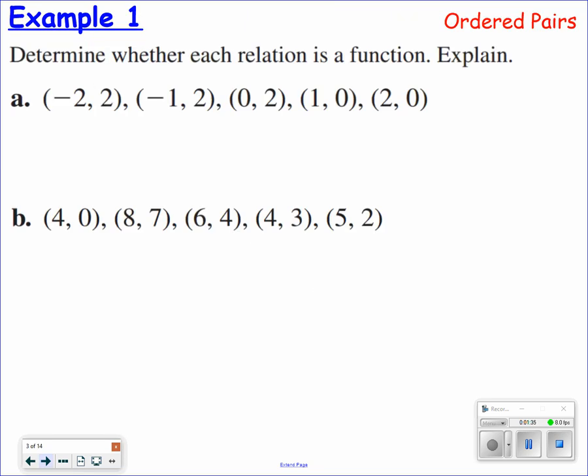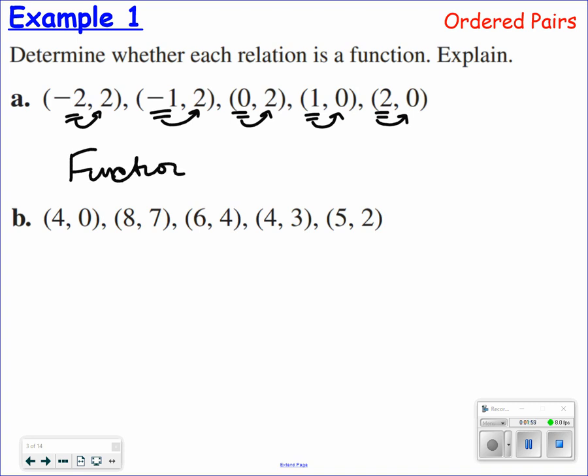As you're looking at the first one, -2, 2, -1, 2, 0, 2, 1, 0, 2, 0. Deciding whether or not something is a function: as you are looking at all the x values, and I would repeat the x values only, is there ever an x that has two different y's? And the answer to that question is no. So this is a function. The fact that -2 goes to 2 and -1 goes to 2 doesn't matter. The fact that the x values go to the same y doesn't make any difference. And the reason you would say is exactly what I put previously: each input has one output.